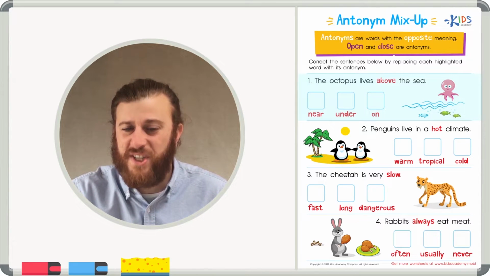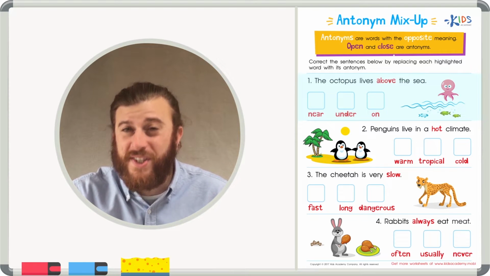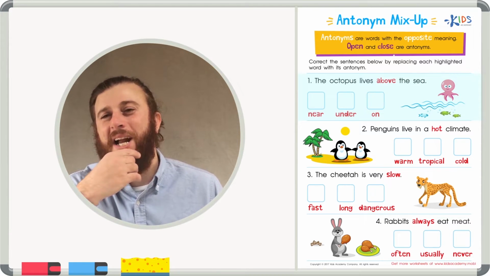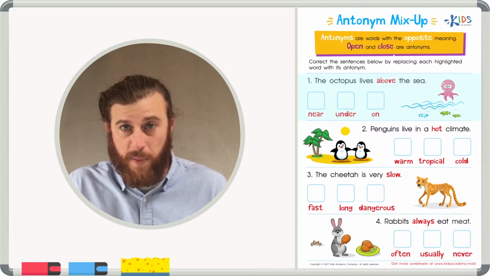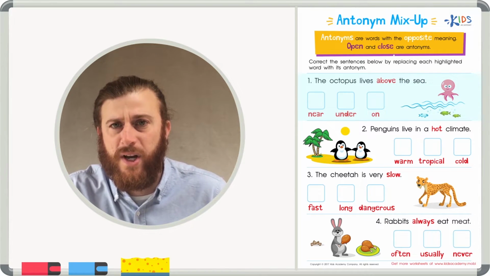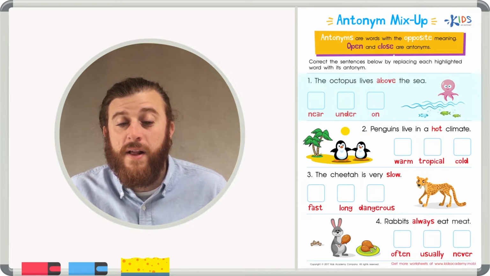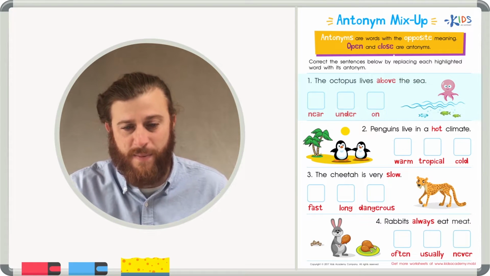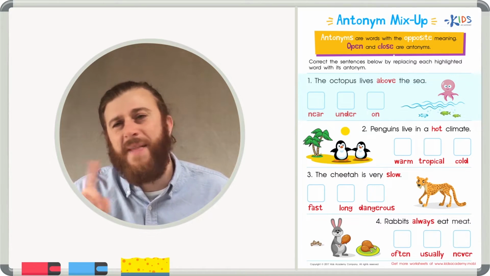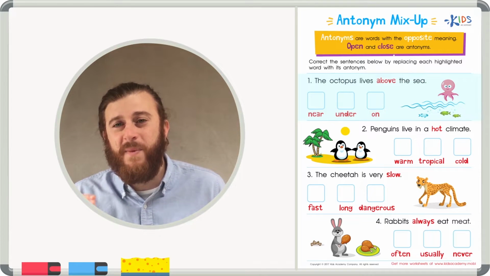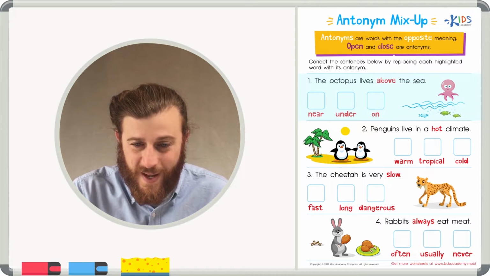Okay, let's read the first sentence. The octopus lives above the sea. Does an octopus really live above the sea? What's the opposite of above in this sentence? Let's look at our answer choices and decide. What's the most different than above, or the opposite than above? First answer choice is near. Near is not the opposite of above. Near means close to the top, and that's not the opposite of above.